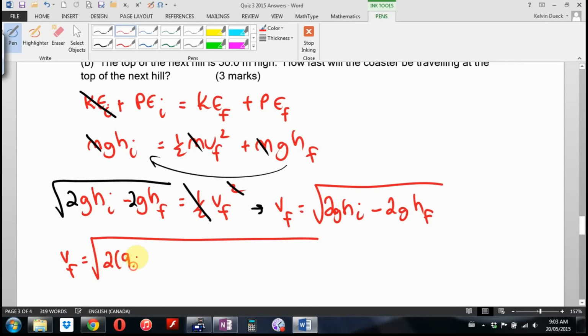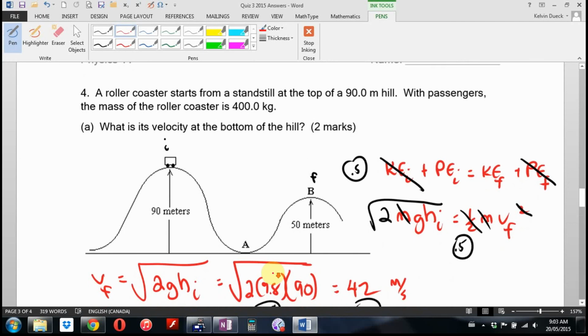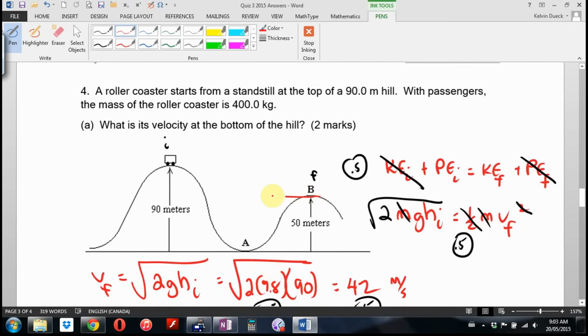2, 9.8, initial height, 90, minus 2, 9.8, 50. By the way, here's what else we could have done, and I don't know if anybody did this. If you did, I'm impressed. Because energy is a scalar, what you could have just decided was to make this height right here 0. What would your initial height then be? Not 90, what would it be? 40, and then your final potential would have canceled. Anybody do that? I would have been really impressed, because that would be clever and lazy at the same time.